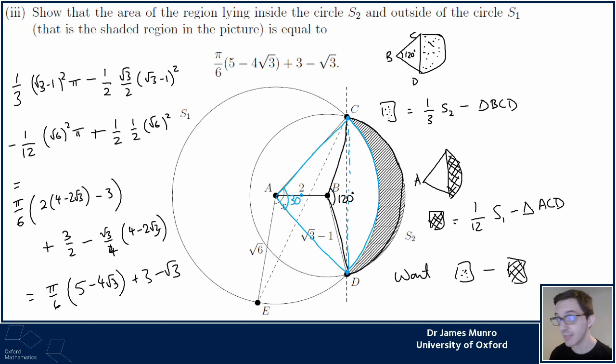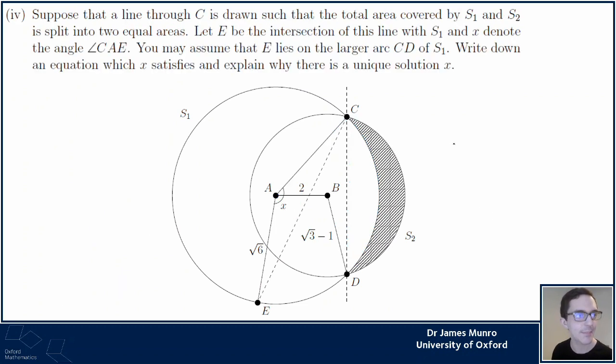Okay, but I think the important idea there was building this shaded area out of the difference of two shapes. I'm using the difference of this spotty area and this cross-hatched area. Okay, that's the area. Right. Last part of the question involves E and the angle X. Let's go. Here's part 4.